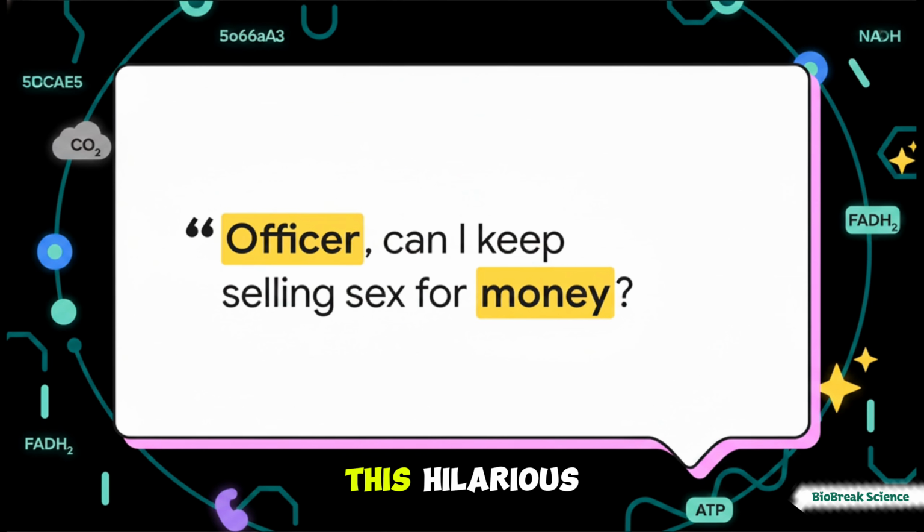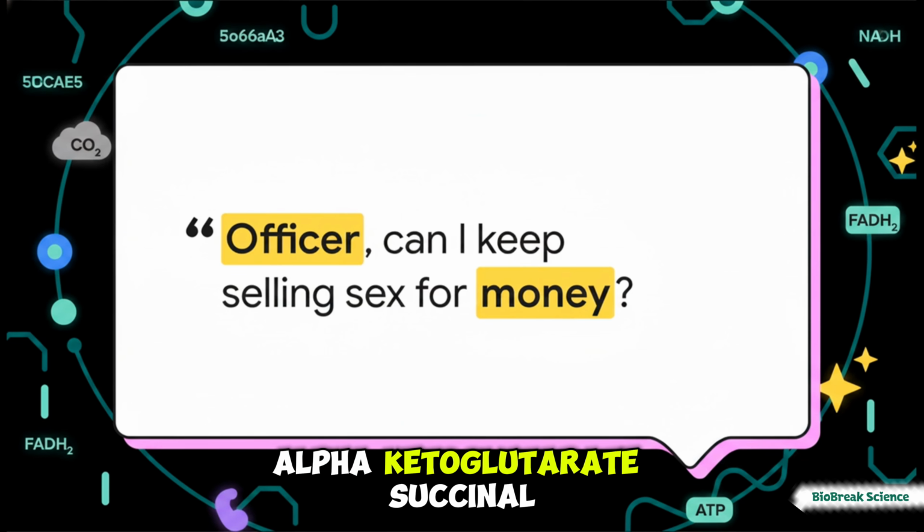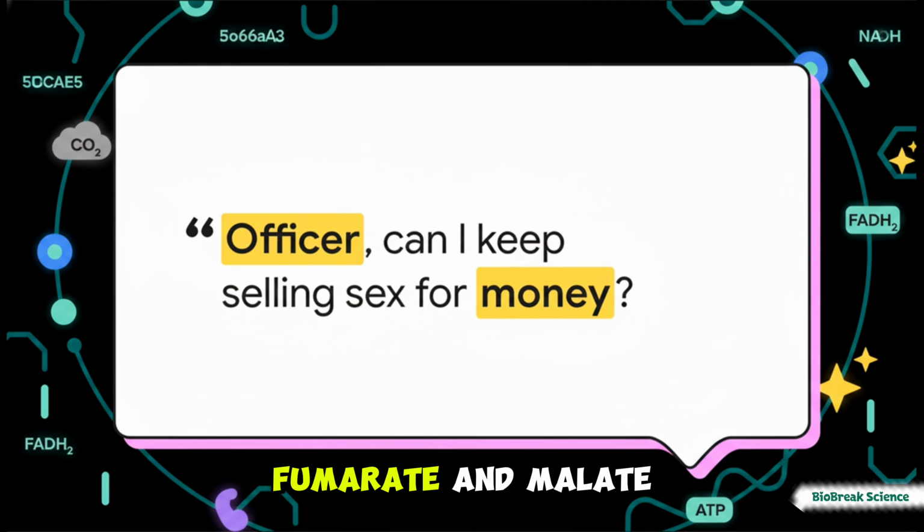First up, I have to share this hilarious, but honestly highly effective memory trick I found straight from a biology student Reddit thread. "Officer, can I keep selling sex for money?" Yeah, I know, it's totally ridiculous, but it lines up perfectly with the first letters of the metabolites in the cycle. Oxaloacetate, citrate, isocitrate, alpha-ketoglutarate, succinyl-CoA, succinate, fumarate, and malate. Just write that phrase at the top of your scratch paper during a test, and I promise you, you will never blank on the order of these molecules again.